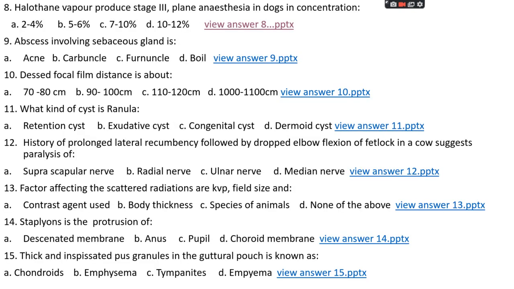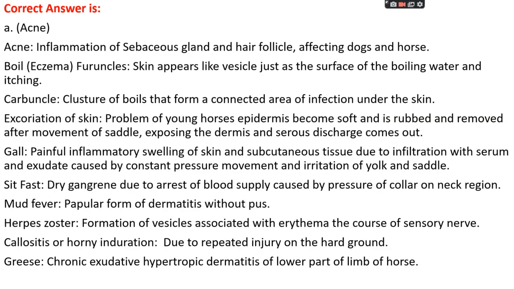Okay. Question number 9. Abscess involving sebaceous gland is: option A, acne; option B, carbuncle; option C, furuncle; option D, boil. The right answer is option A, that is acne. Acne is an inflammation of the sebaceous gland and also the hair follicle.